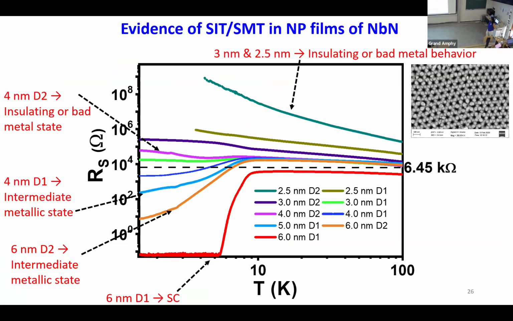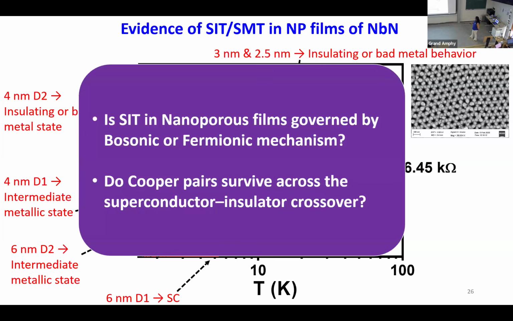This is the result which we wanted to show, that we made films of different thicknesses, both on D1 and D2. And we see that if you just compare the 6 nanometer films, you can see a clear superconducting transition. For the D2 film, you start seeing this plateauing of the resistance at low temperature. For the 4 nanometer, when we compare D1 and D2, this is plateauing and this has gone up. Whether it's insulating, you still see a plateau. For still thinner films, like 3 nanometer or so, we can see this insulating phase for the D2 films.